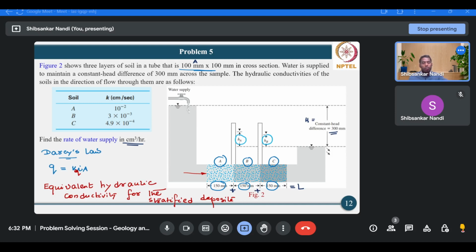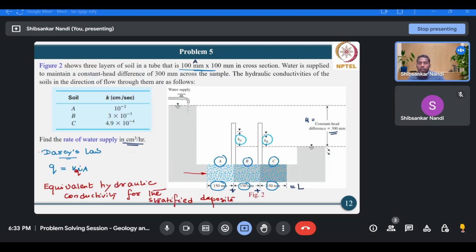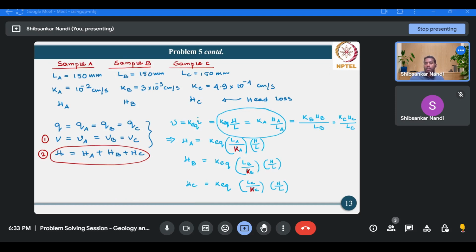Now then, two physical conditions we need to consider. So the first one is the velocity of flow is same for all the three samples. Why? Because the rate of flow is same for all the three samples. Since the rate of flow is same for all the three samples and the cross-sectional area also remains same for all the three samples, so from the basic fundamentals, the velocity of flow should remain same for all the three samples. So this is first condition.